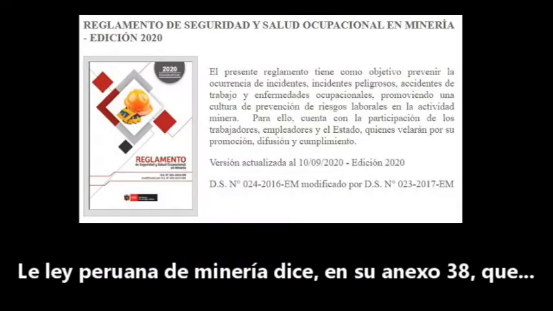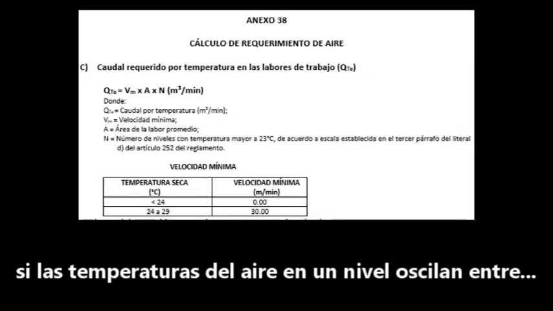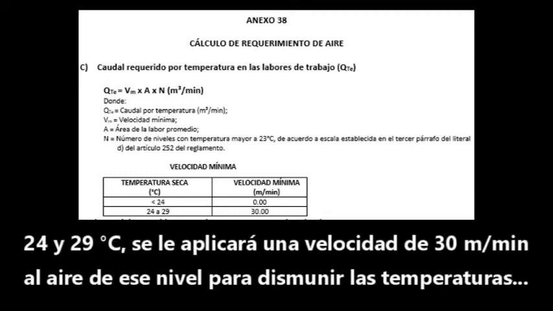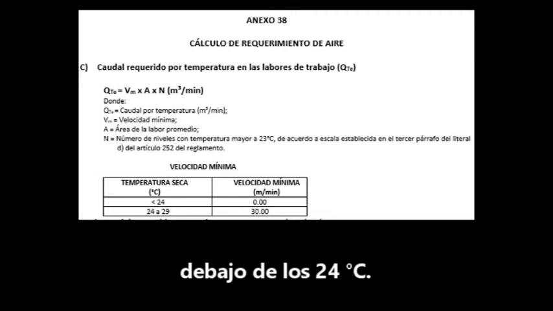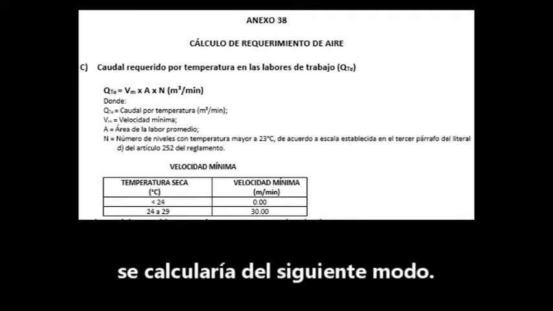The Peruvian mining regulation says in its Appendix 38 that if air temperatures on certain mining level range between 24 and 29 degrees Celsius, an air velocity of 30 meters per minute must be applied to that level in order to lower those temperatures below 24 degrees Celsius. Then, the required airflow for this given level would be calculated as follows.